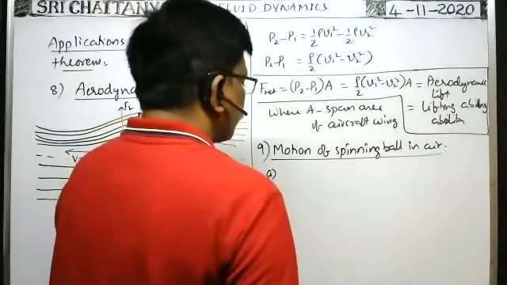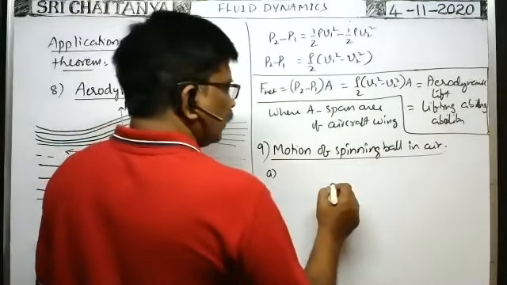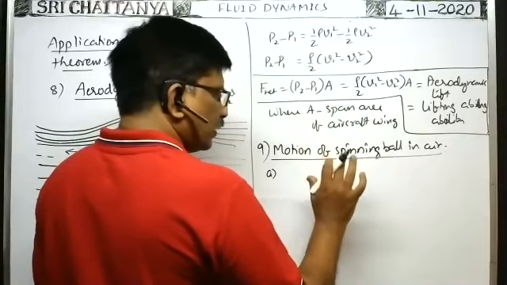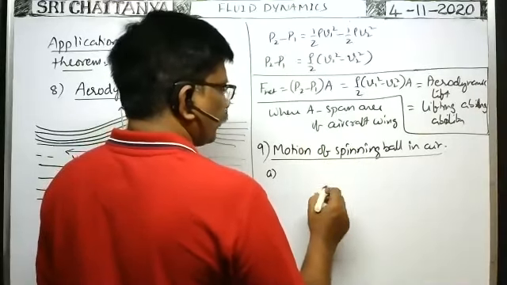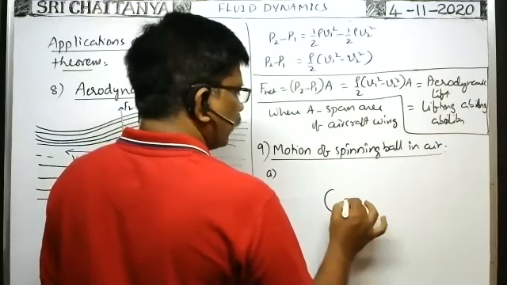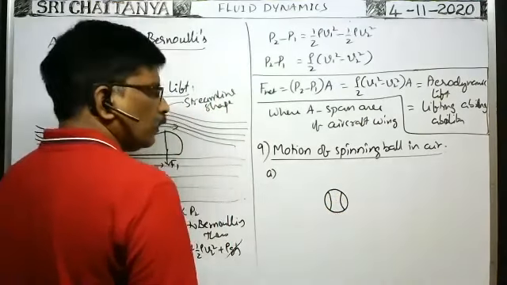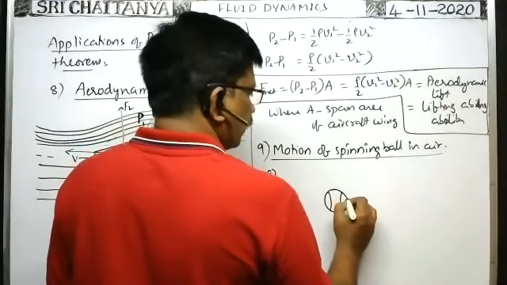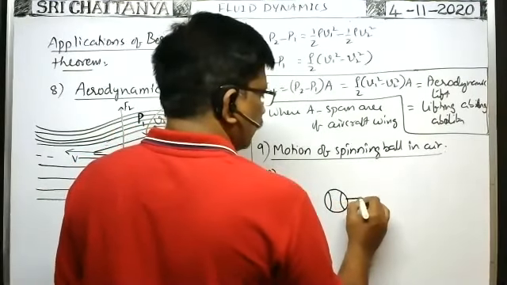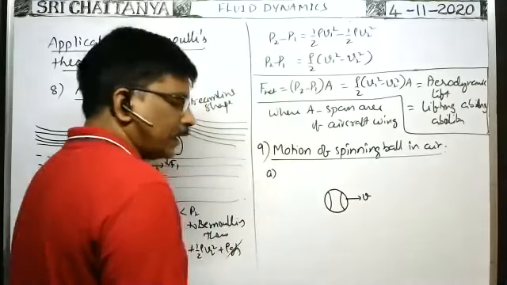So, the motion of the spinning ball. First of all, suppose there is no rotation in the ball. So this is the ball, say. It is a cricket ball. It is projected with a velocity, say v, in the forward direction, in air.